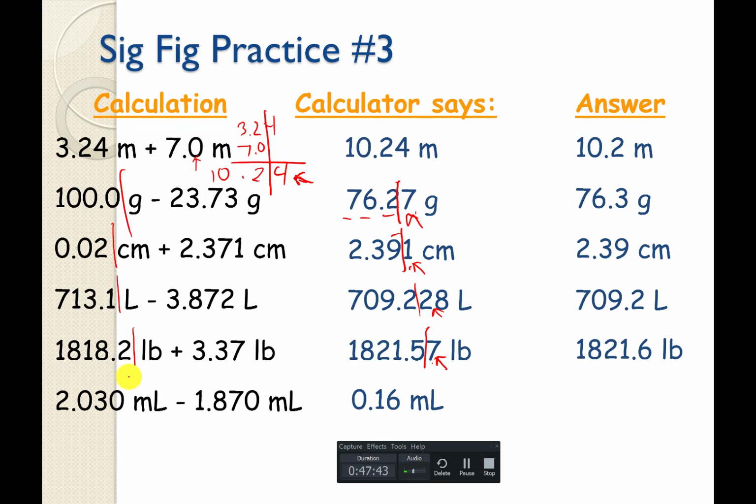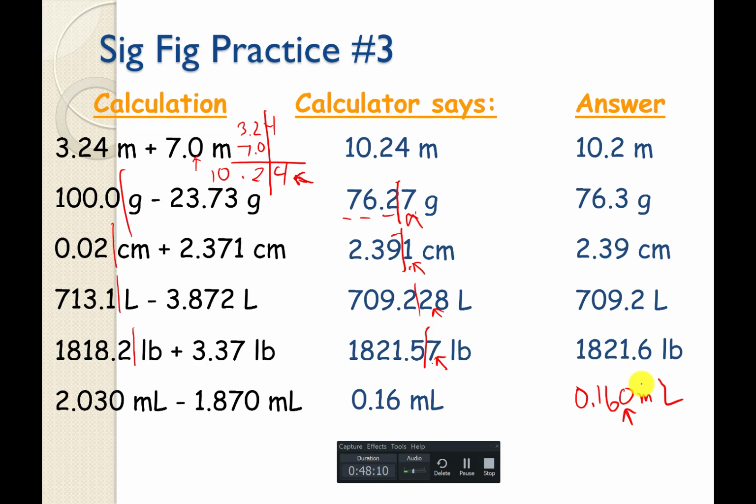Okay, look at what our calculator says. Our calculator says 0.16 milliliters. All right, but in our problem, both of our numbers went to the 1000th place. So we actually have to add a 0: 0.160 milliliters. We have to add this 0 to show that our answer is significant up to the 1000th place.